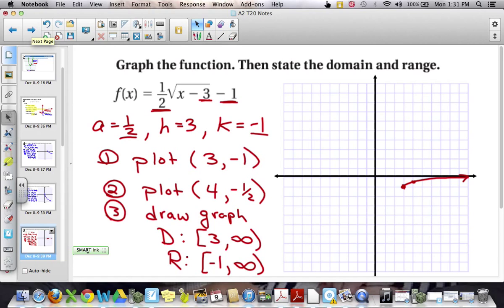All right, so you've got your 3-step process. Plot hk, plot h plus 1, k plus a, and then draw your graph. The domain is always from h to infinity. The range can either be from k to infinity or from negative infinity to k.